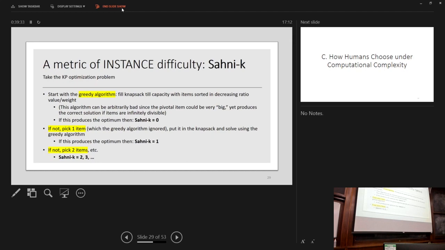What's so surprising is that when Sonic A equals 4, virtually nobody starts with the greedy algorithm. So somehow people already know, despite never having taken a combinatorial mathematics class, that this is a difficult instance. And despite the fact they don't know the answer, they already know that this is a difficult one. I'll come back to that later.